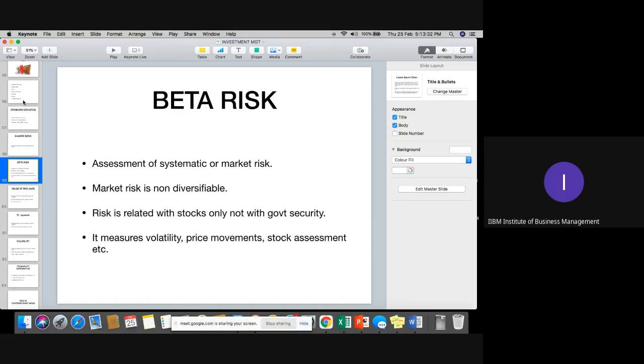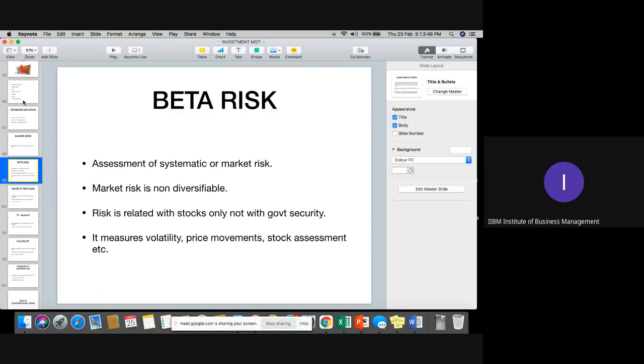Because the beta is high, definitely your investment is very, very risky. Beta should be less than 1 always. Beta should always be less than 1 in order to keep your portfolio risk on an optimum level, or you could say on a minimum level.